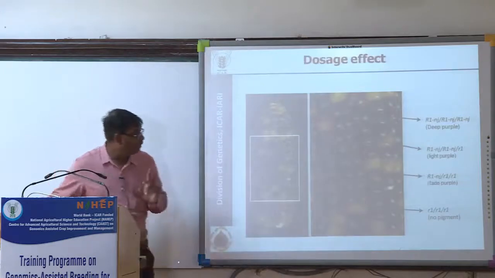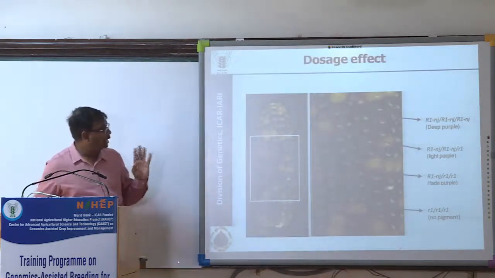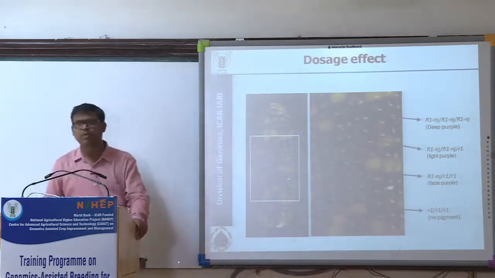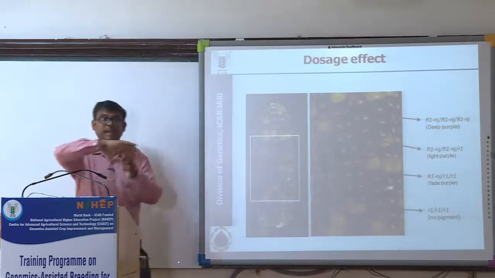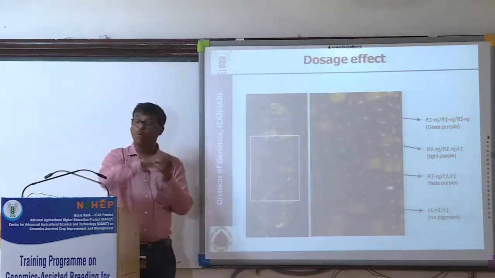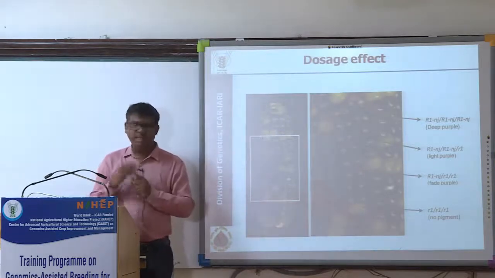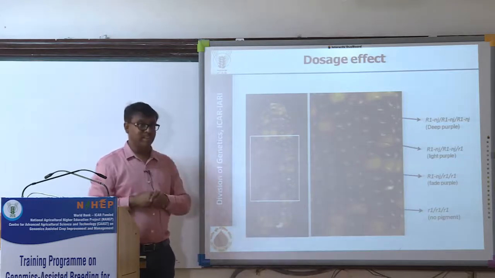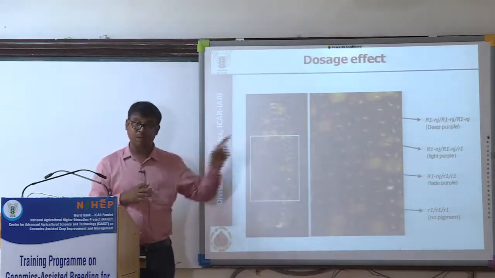Now dosage effect is another important thing. Unfortunately, the color variation is not much. There is a gene called R1. R1 is for the red one. The earlier pericarp color gene, P1, gives color only in the pericarp, not in the endosperm. This R1 gives anthocyanin. Somebody was asking about the colored maize. R is also one of the genes which gives colored maize. So anthocyanin will be accumulated in the endosperm, not the pericarp.